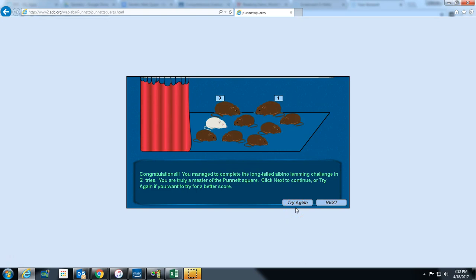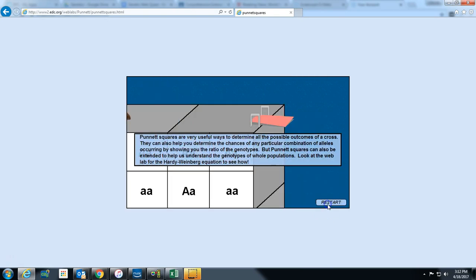We managed to complete the challenge, okay? So we got 1 baby albino lemming, which is awesome. If this works at your computer at home, please go play the game and try it.